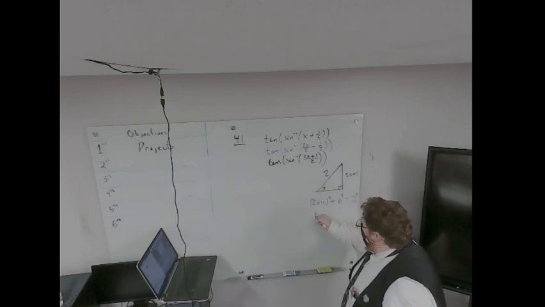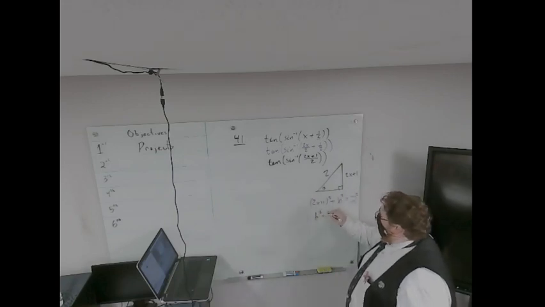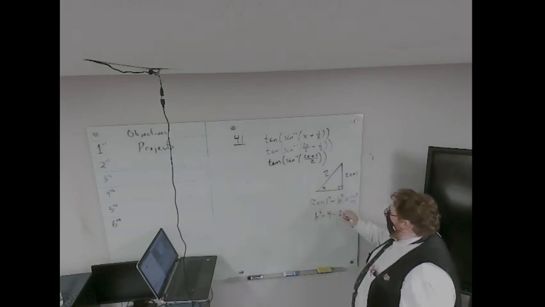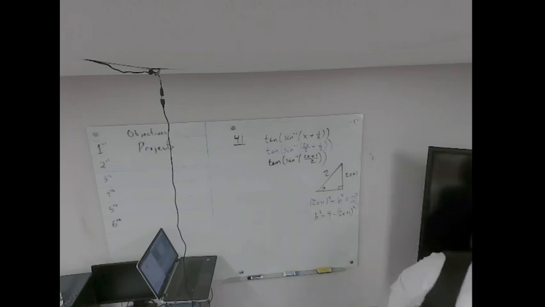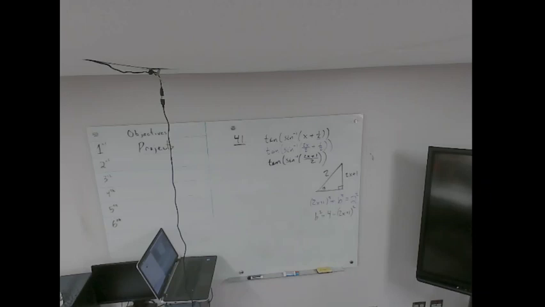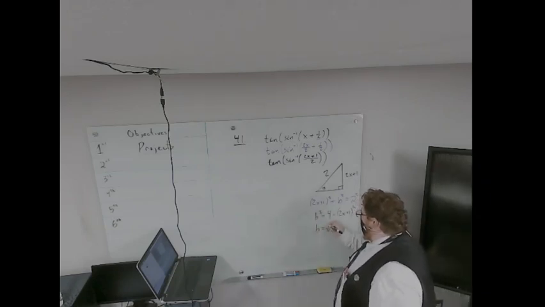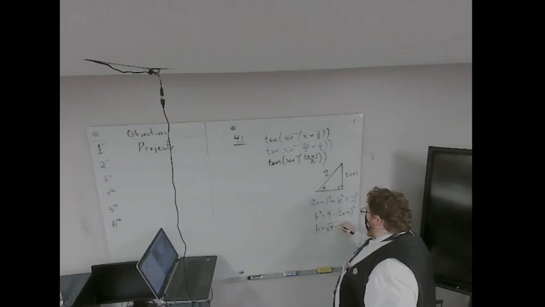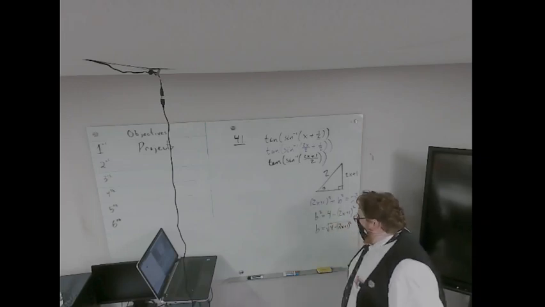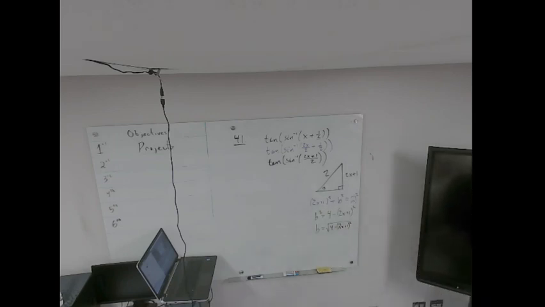I get b squared equals 2 squared, which is 4, minus (2x plus 1) squared. Then I square root both sides to get b by itself, again following some basic algebraic rules here. b is equal to the square root of 4 minus (2x plus 1) squared. Again, the textbook will simplify this down. I'll leave it right there because I'm lazy.